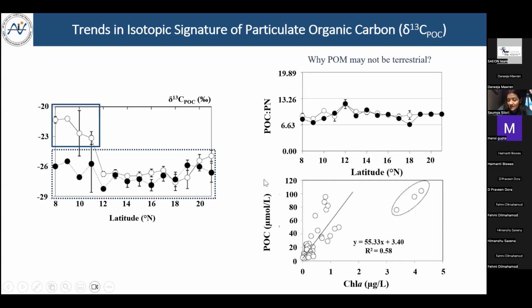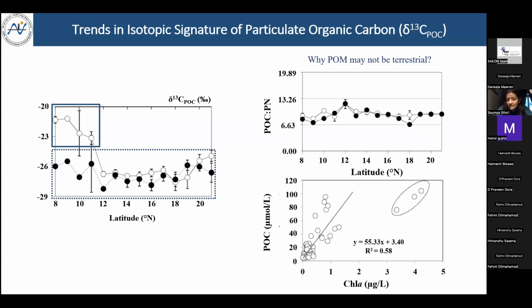If you look at C/N ratios, we see that most of our ratios, particularly in the south, are close to the canonical Redfield ratio. But even in the north, they don't really exceed 13 or 12. But if we had terrestrial organic material that is richer in lignin, which has a lot of carbon, the C/N ratios for terrestrial material are usually much higher than 20. So the C/N ratios tell a different story.